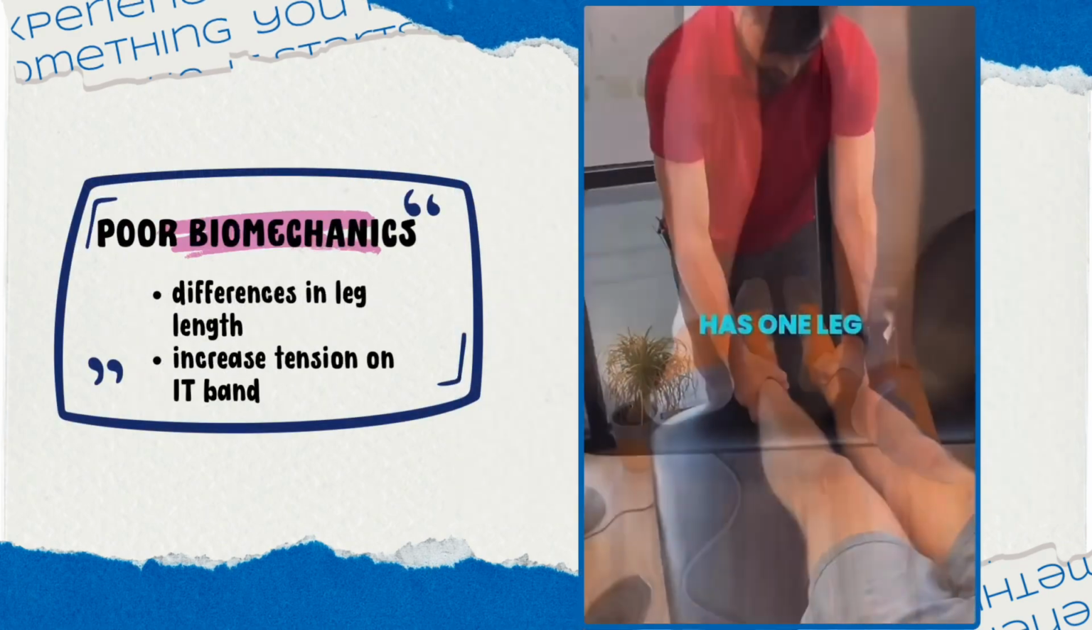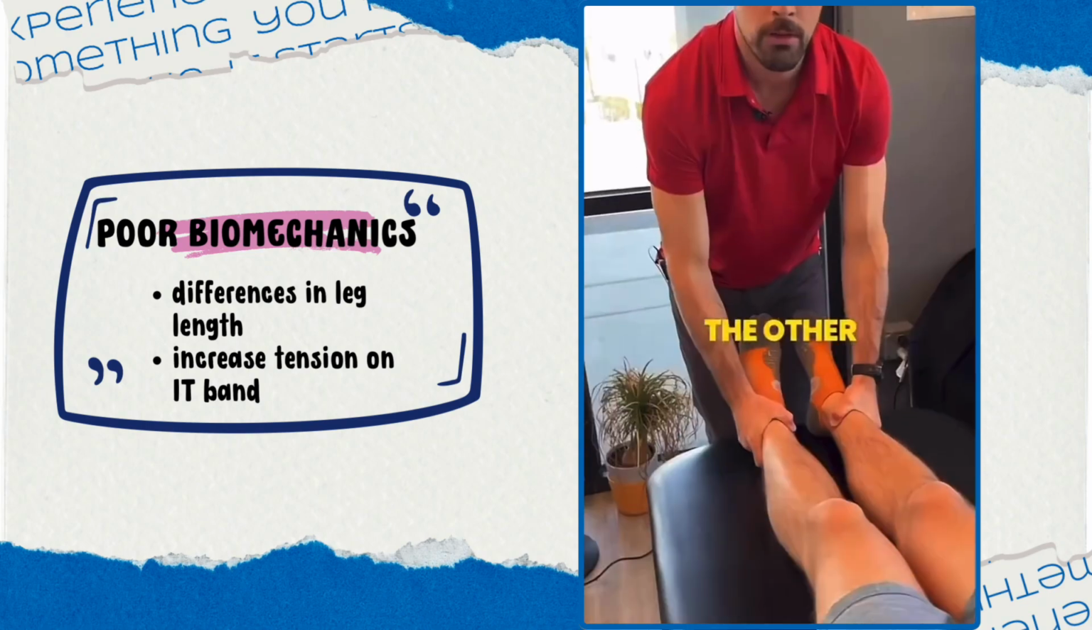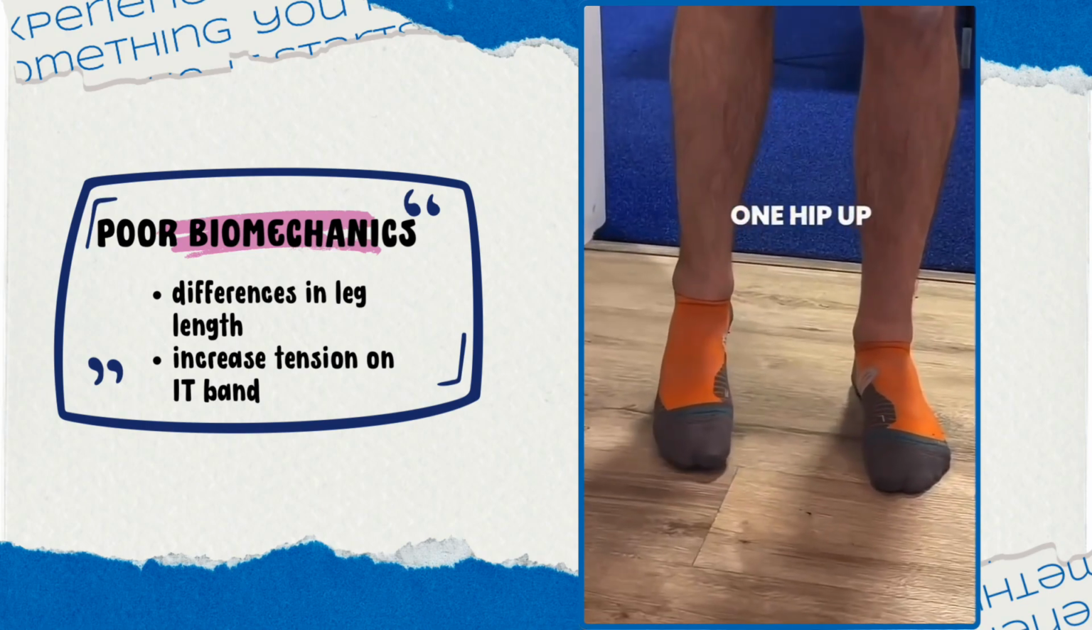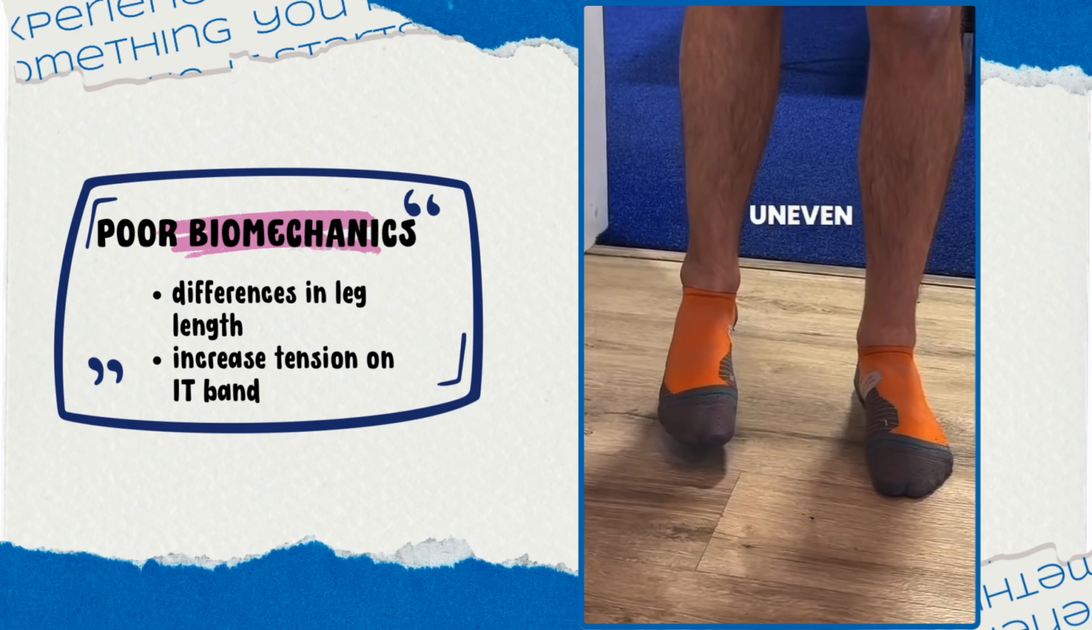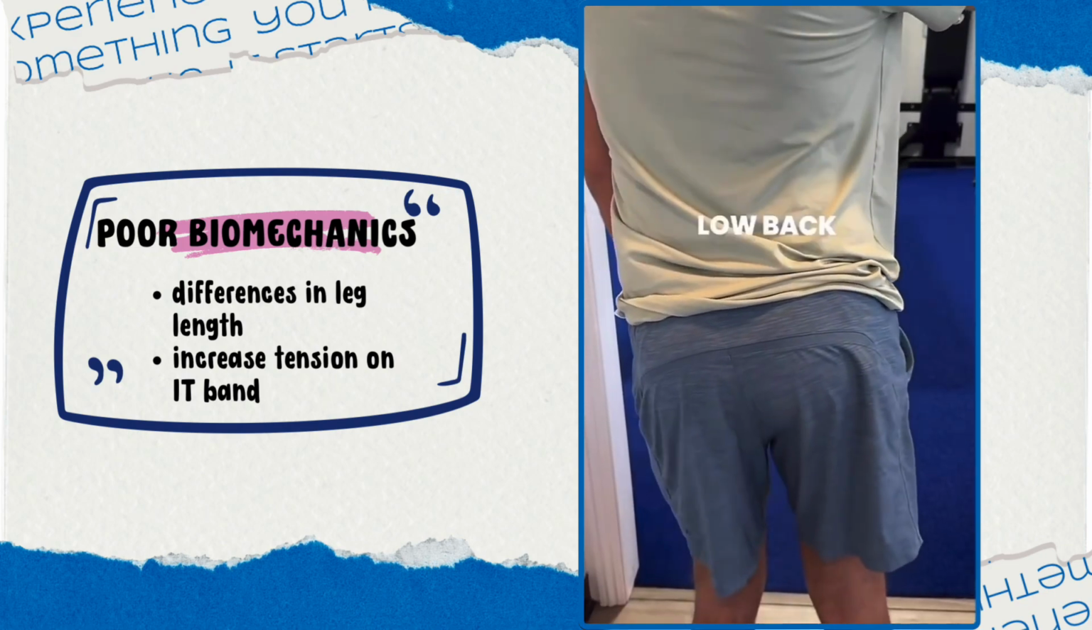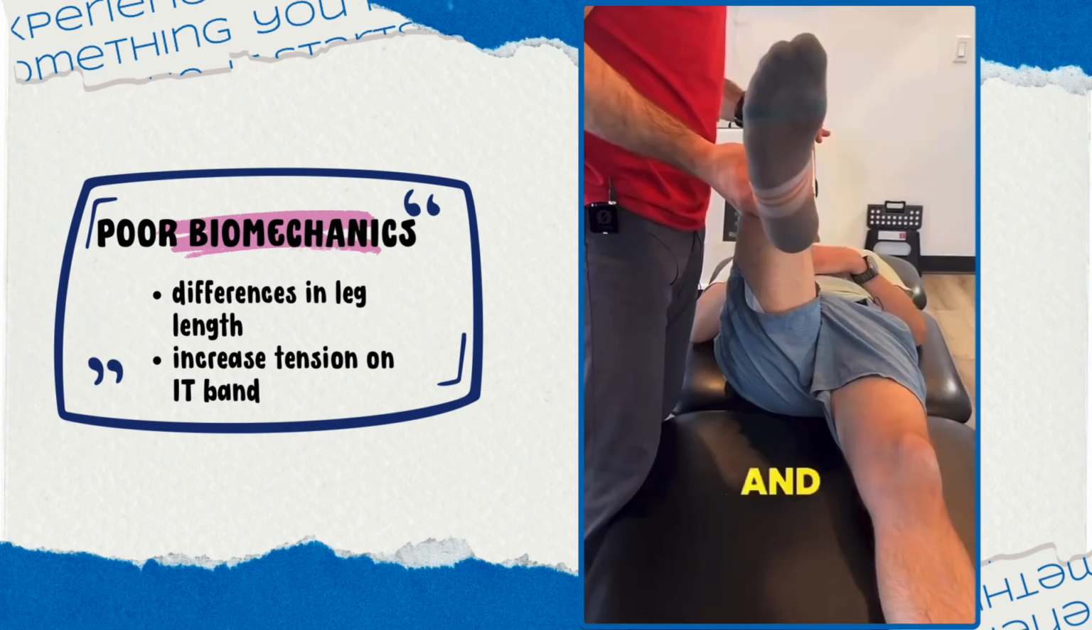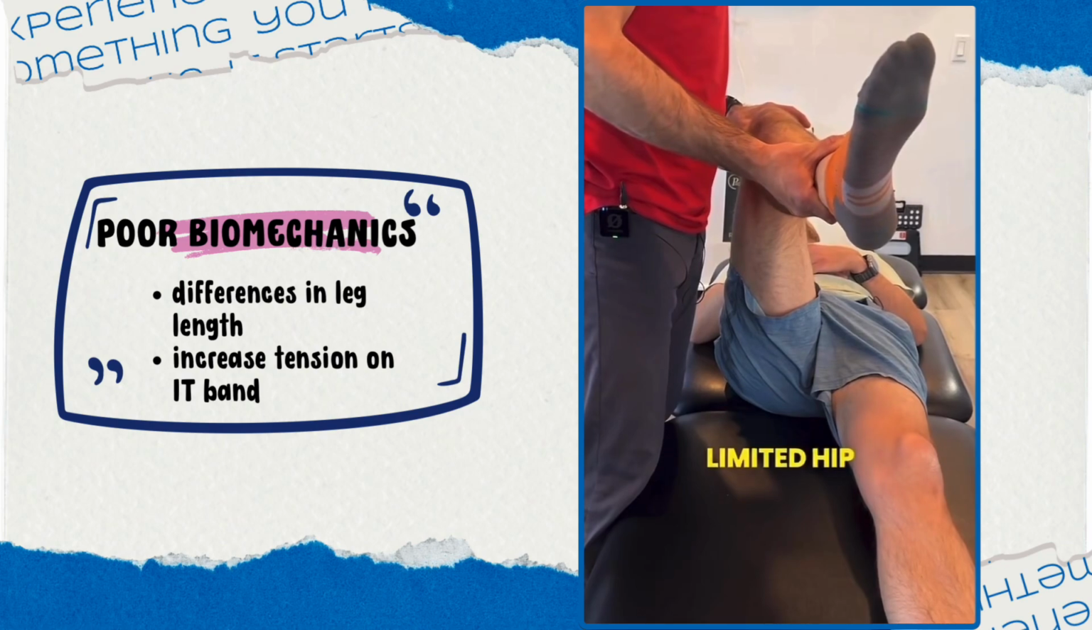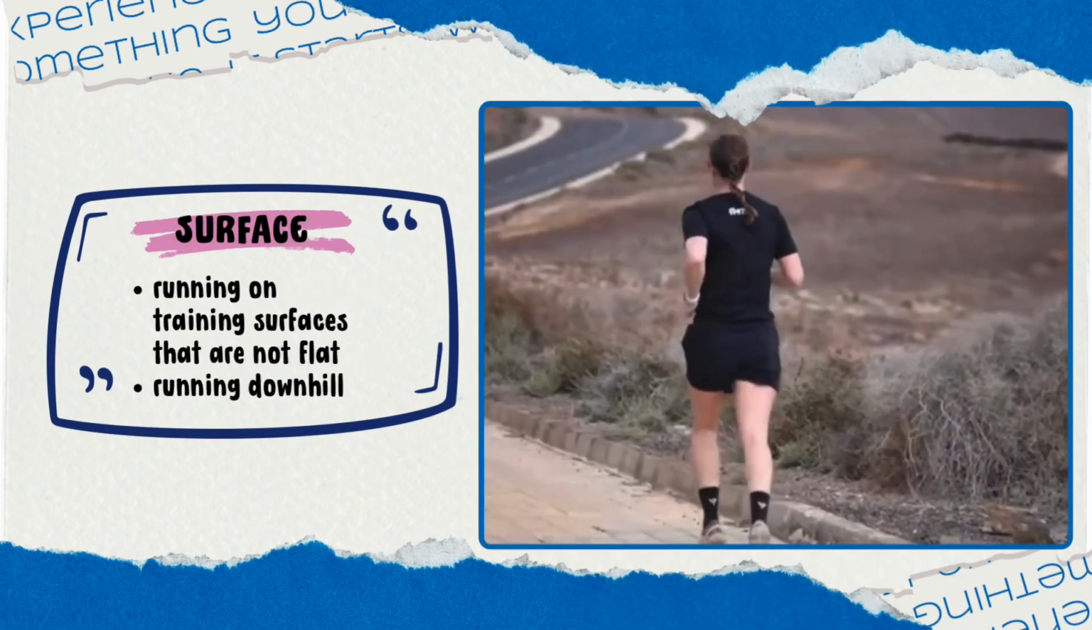See someone who has one leg that looks longer than the other? Here's why. If you hike one hip up, it makes the legs appear uneven. People will do this if their low back is tight on that side, and they typically present with limited hip external rotation.